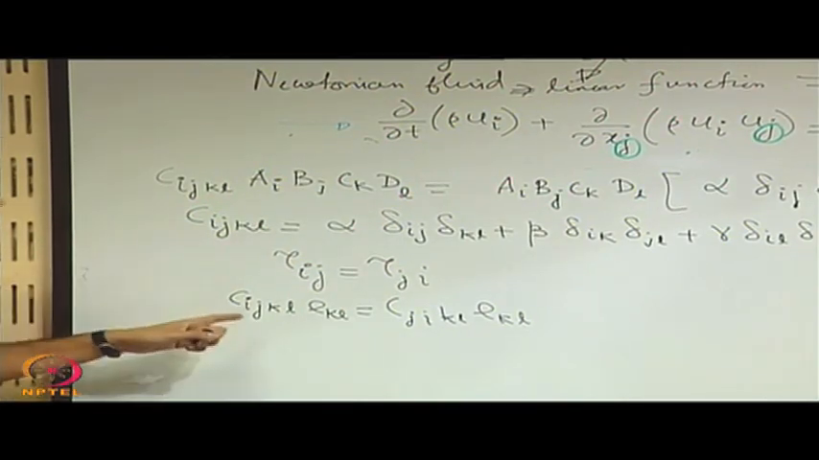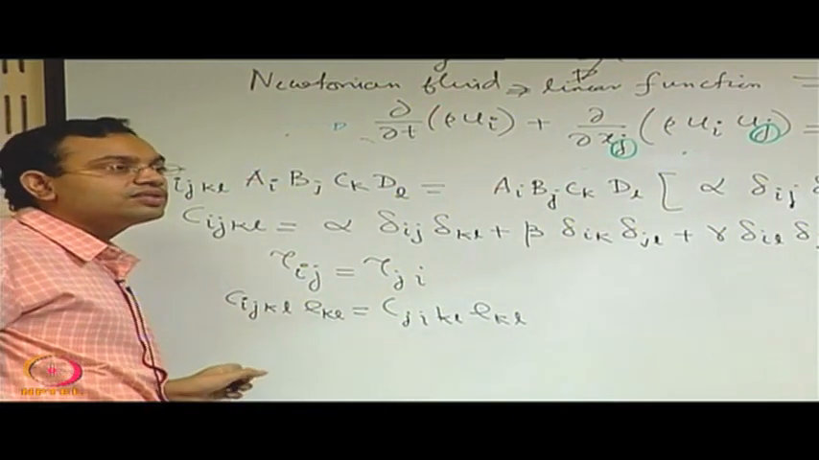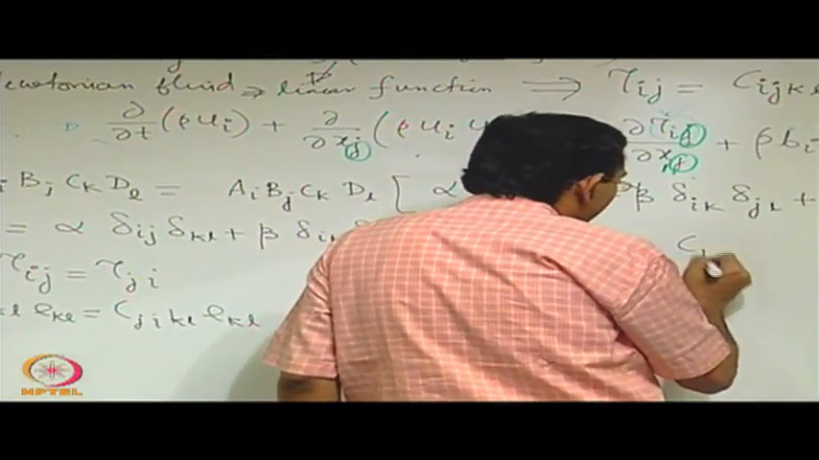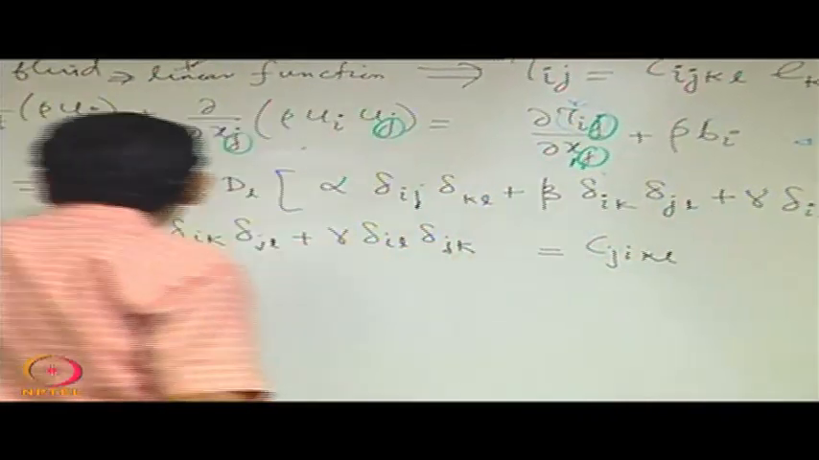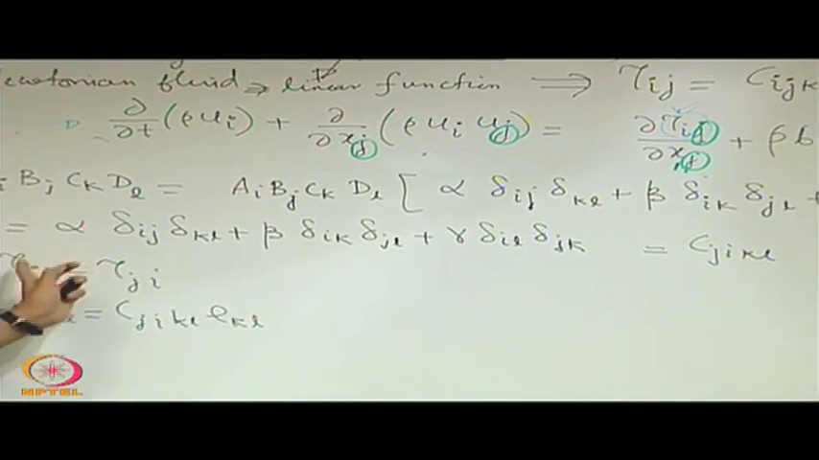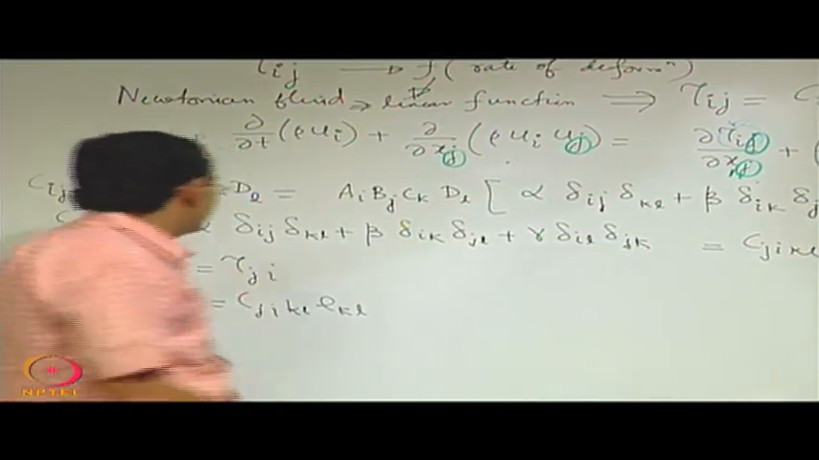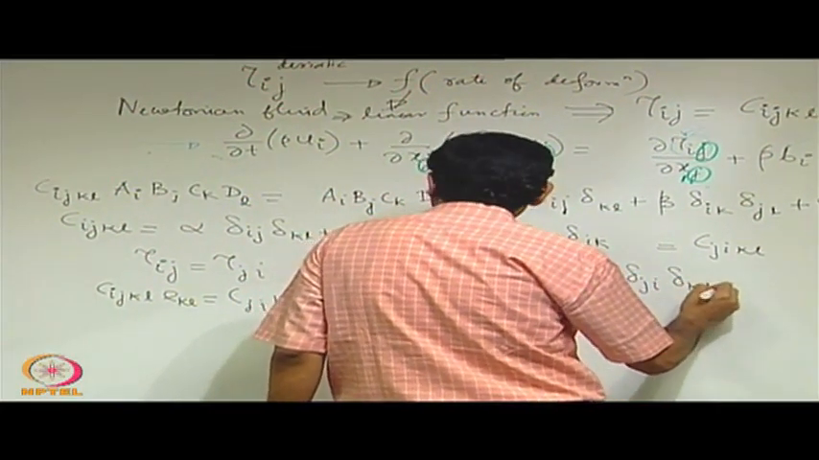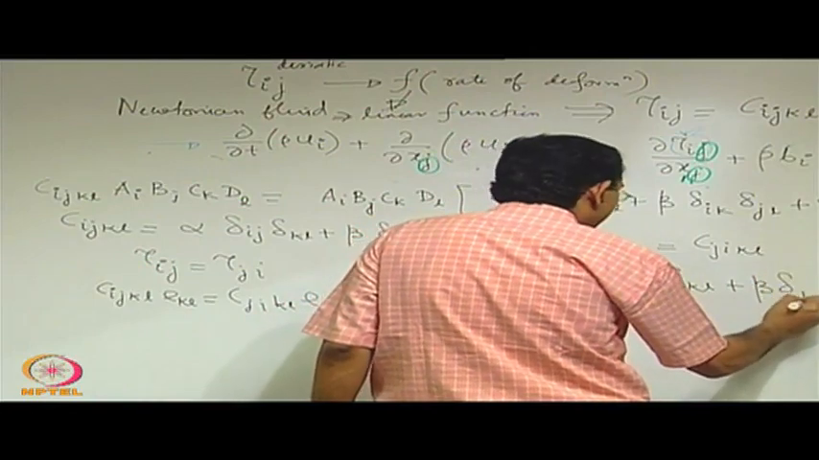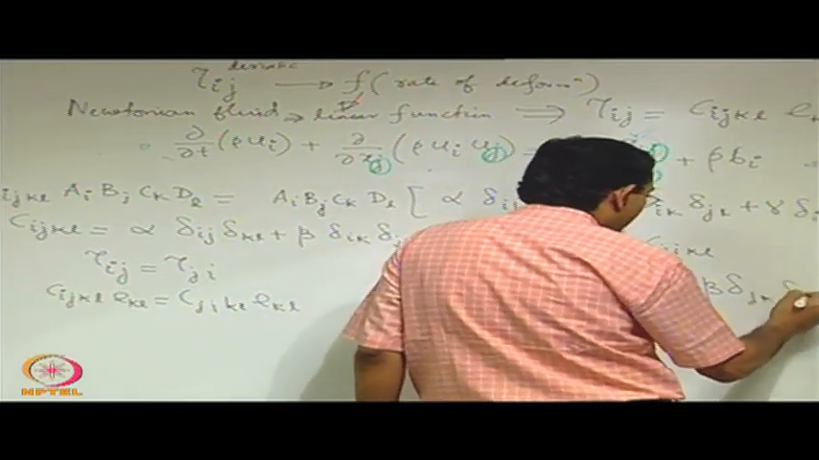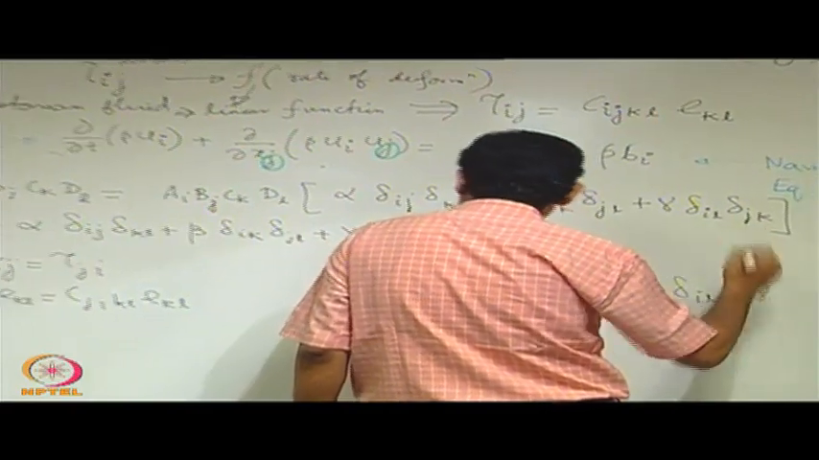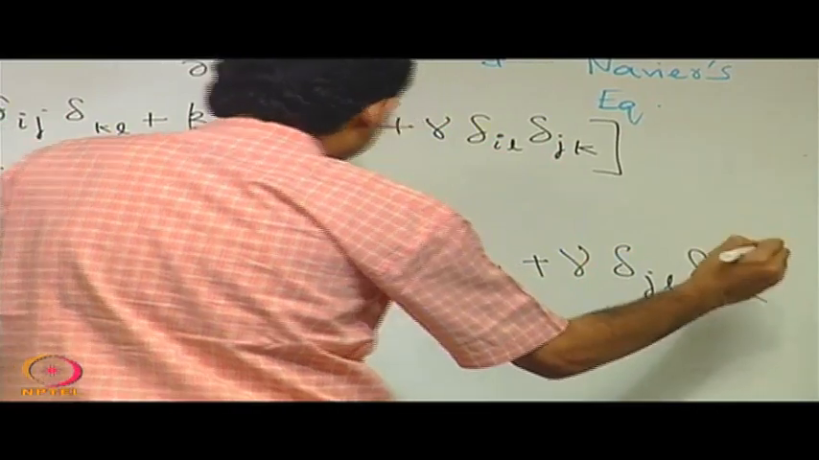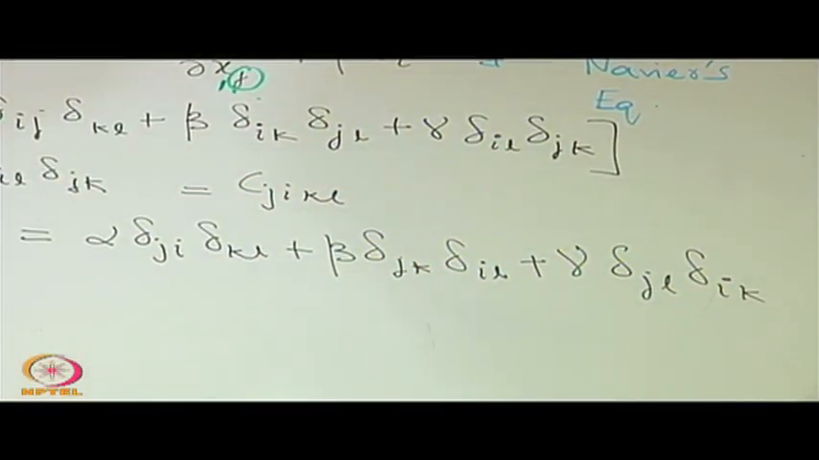So, what follows is that we must have Cijkl equal to Cjikl. So, how do you write Cjikl? Just switch i and j here. So, that will be equal to alpha delta ji delta kl plus beta delta jk delta il plus gamma delta jl delta ik. We have just switched i and j.